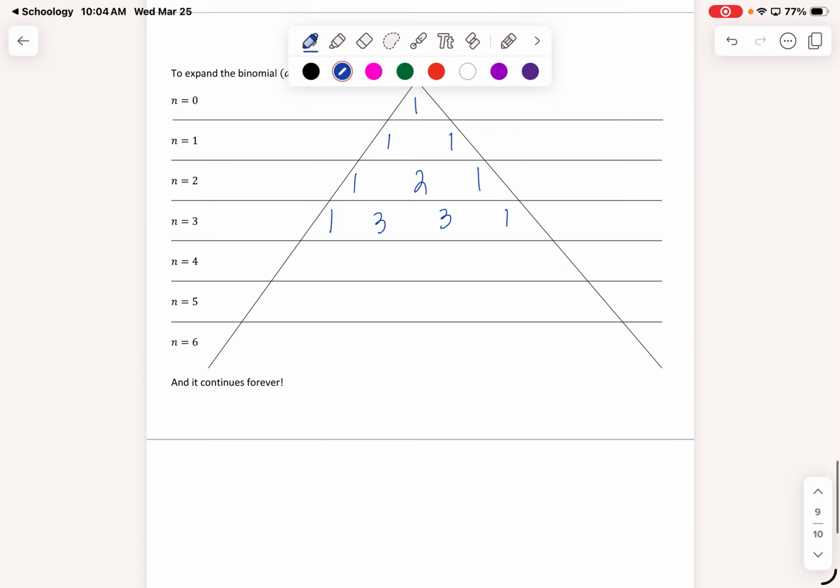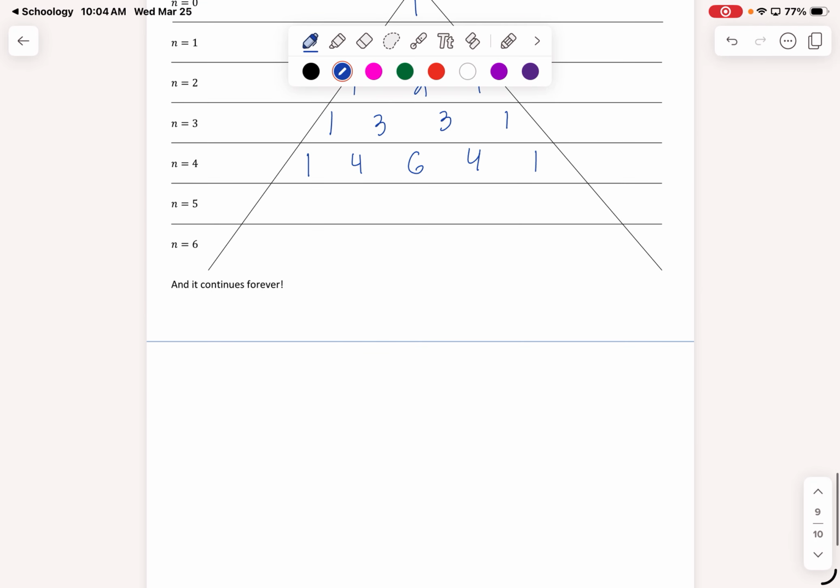1. 1, add these 2, that's 4. Add these 2, that's 6. Add these 2, that's 4. 1. 1, add those 2, it's 5. Add those 2, it's 10. Add those 2, it's 10. 5, 1.